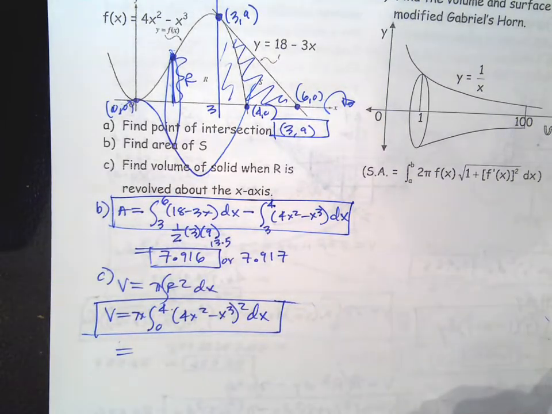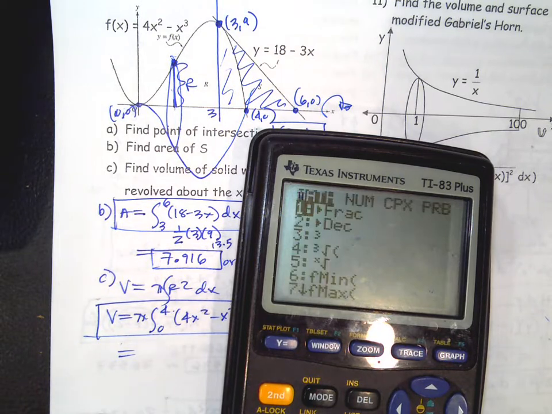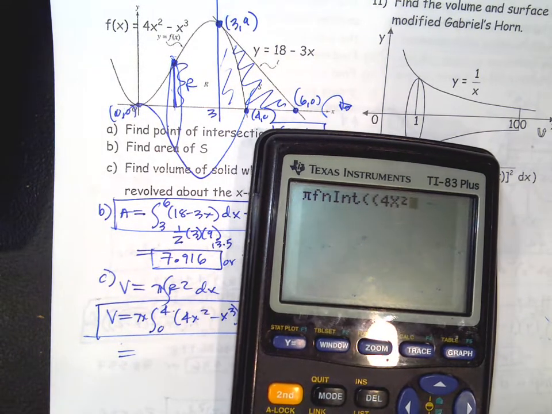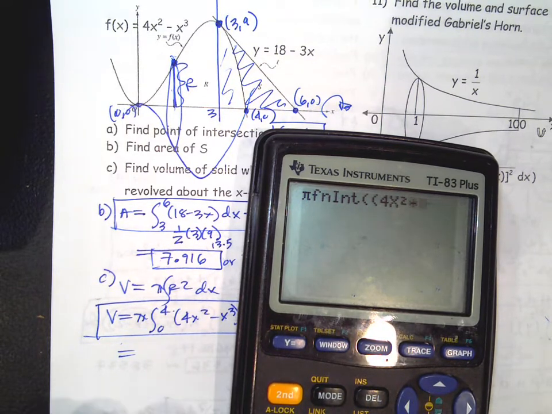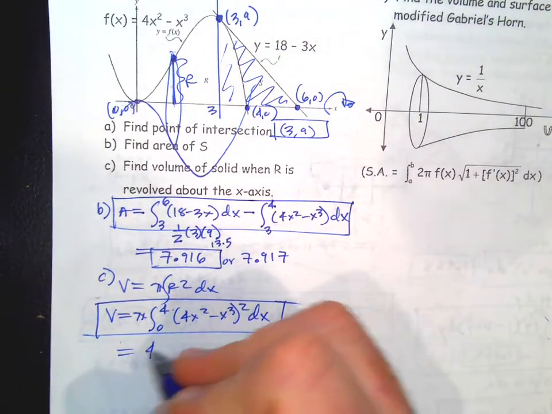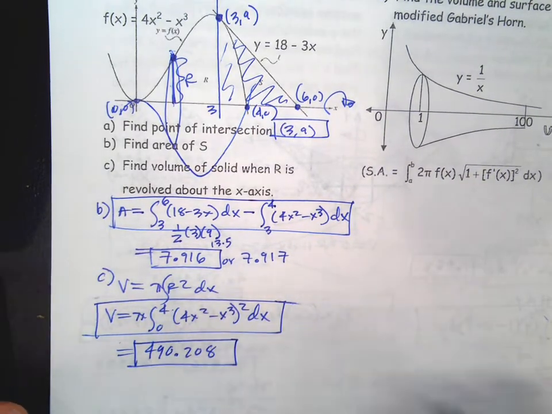And so then we will plug that in our calculator. Pi, math 9, parentheses, 4x squared minus x to the third, close, squared, comma, x, comma, 0, comma, 4. And we get 490.208. Round or truncated, same thing through the decimal, actually.